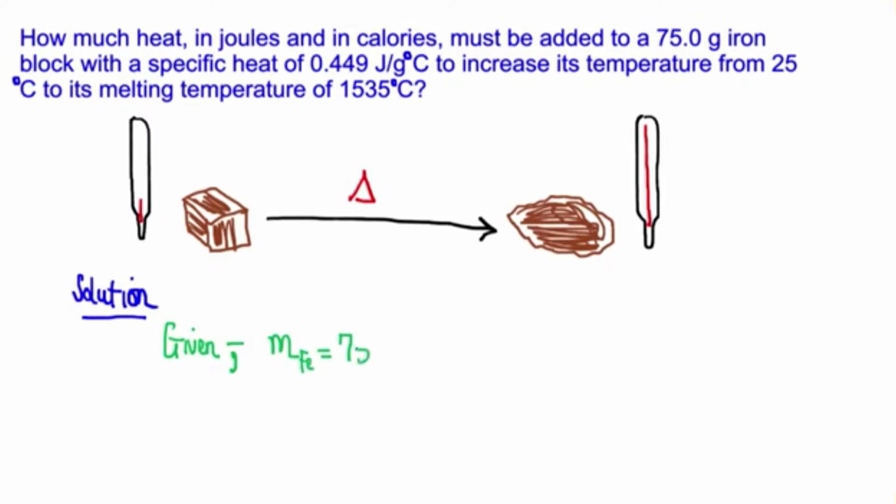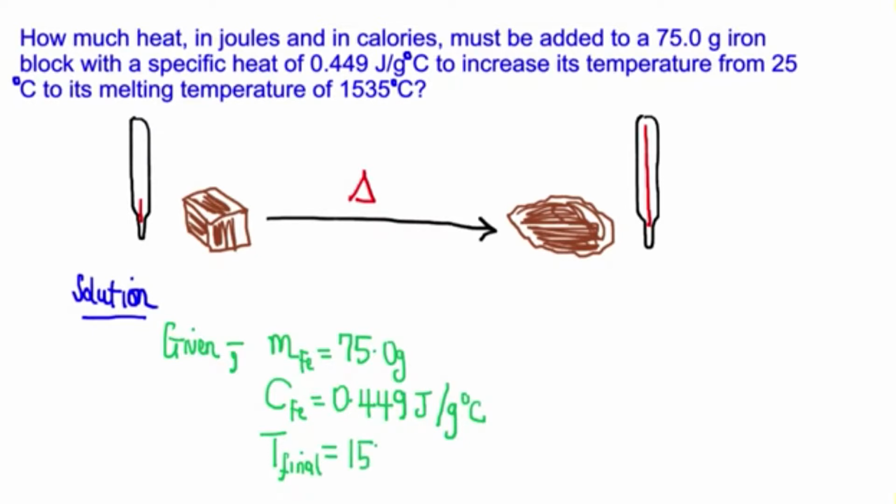So the first given is the mass of iron, which is 75 grams. We have the specific heat capacity of iron to be 0.449 joules per gram per degree Celsius. Then we have the final temperature to be around 1535 degrees Celsius, and finally we have the initial temperature to be 25 degrees Celsius.